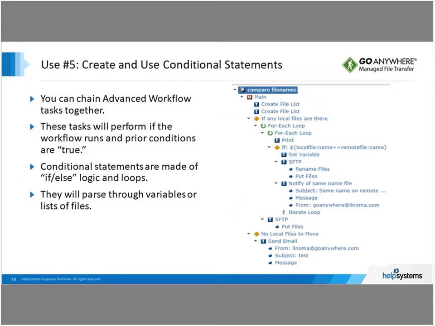So the very first thing we're looking at, our first if conditional, is a pretty basic one. And it's looking at that local create file list to see, are there any local files even there? If that's the case, then great. We're going to go through all these iterations of steps. Now, if there's no local files, then we'll just jump right out and go down to no local files to move. We'll send an email and say, hey, there's no local files to move.